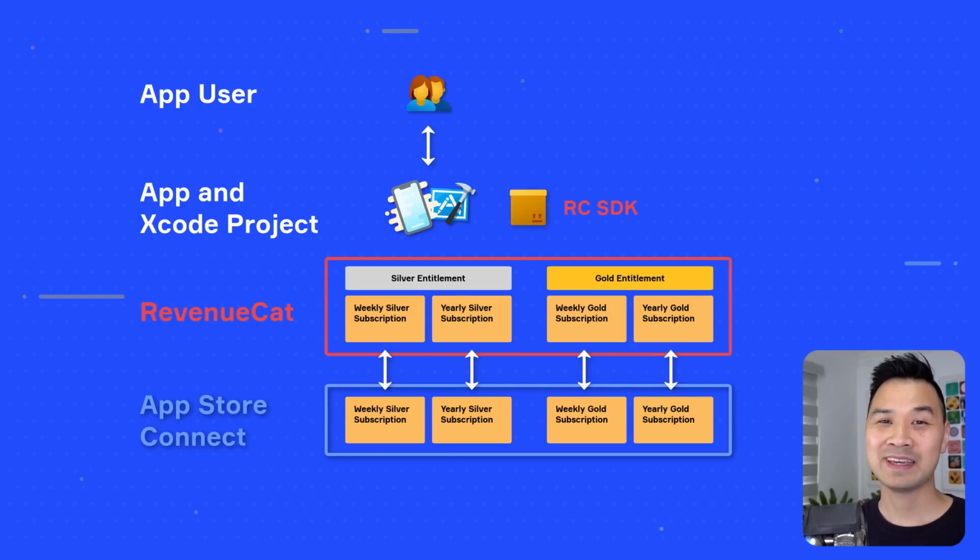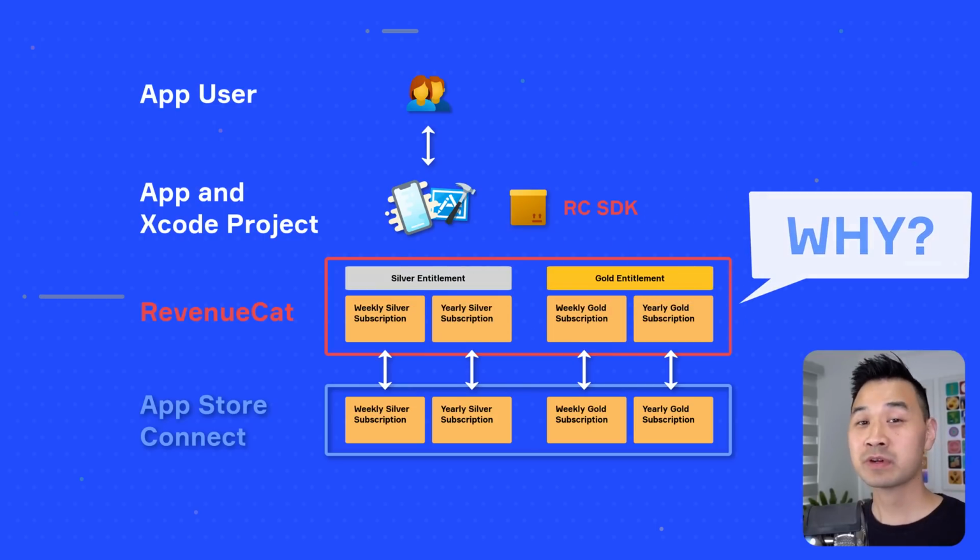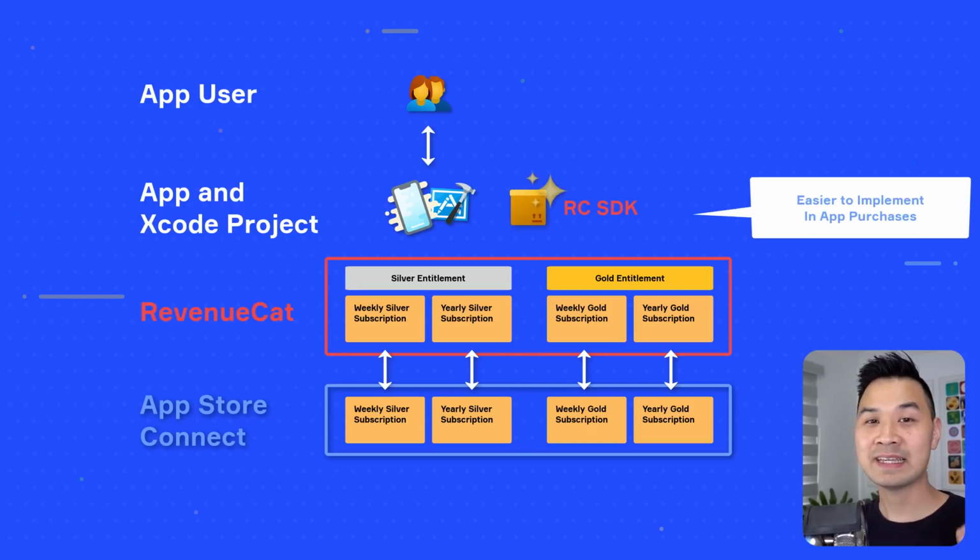Now I know what you're thinking. Why do we use this RevenueCat layer? Why not just use the StoreKit framework and access the App Store Connect products directly? Well, for one, StoreKit is notoriously hard to use, as many developers can attest to. RevenueCat makes implementing in-app subscriptions much faster and easier.